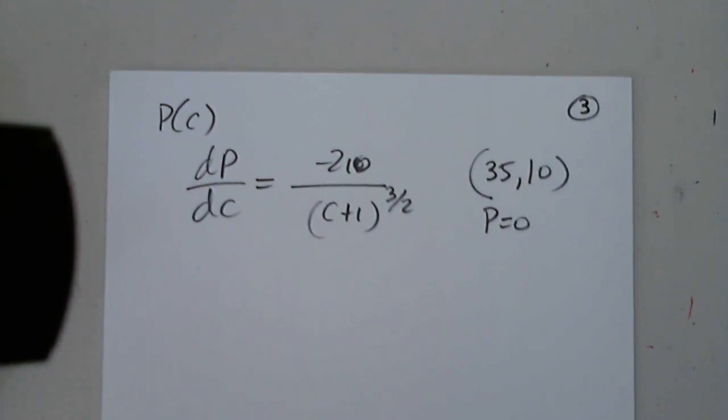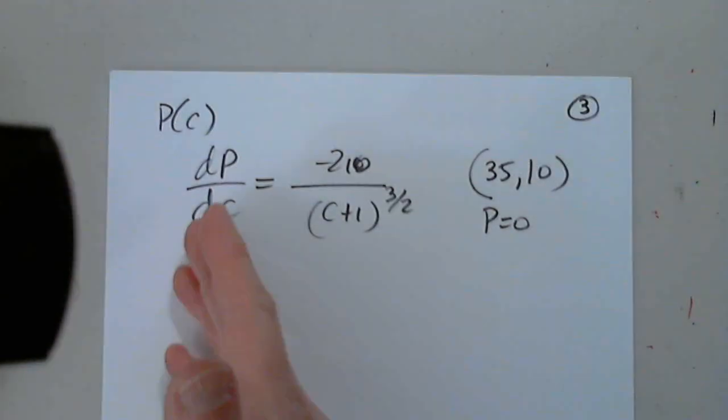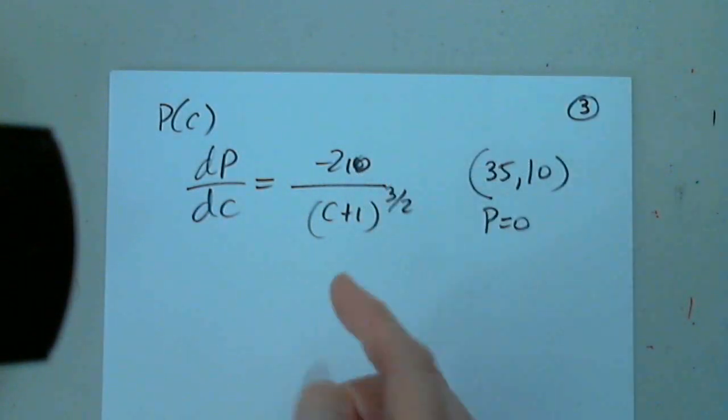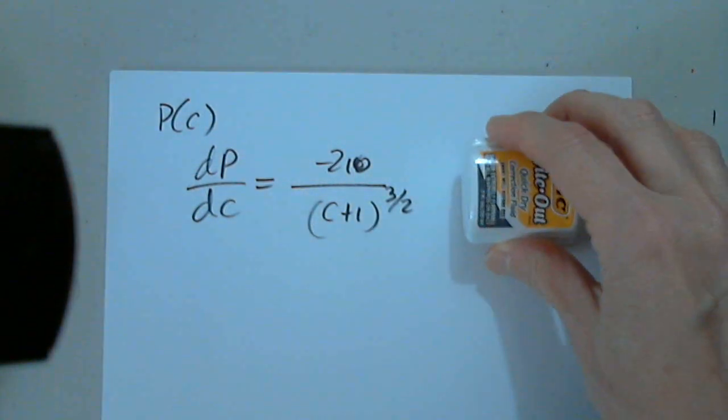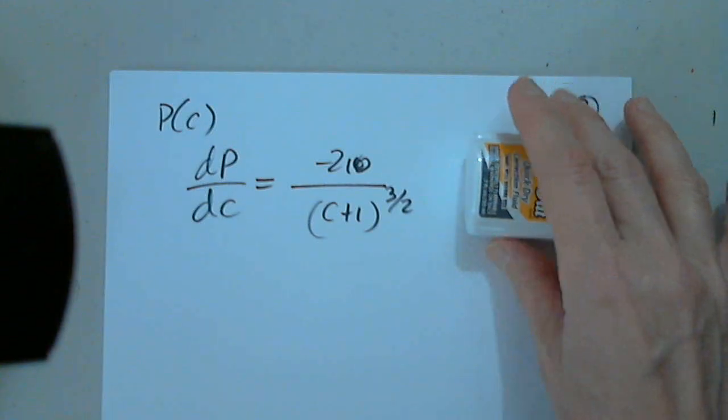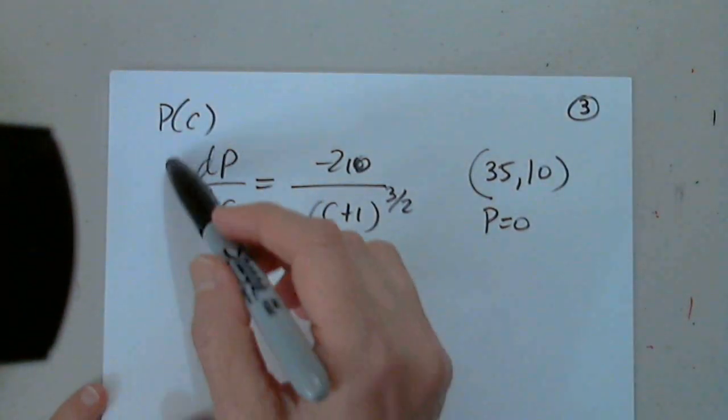Perfect. Thank you. Good. So we have dP over dC equals negative 210 over C plus 1 to 3/2. So disregard this for a moment because that's part B. So now let's see, part A. So what do we do here?